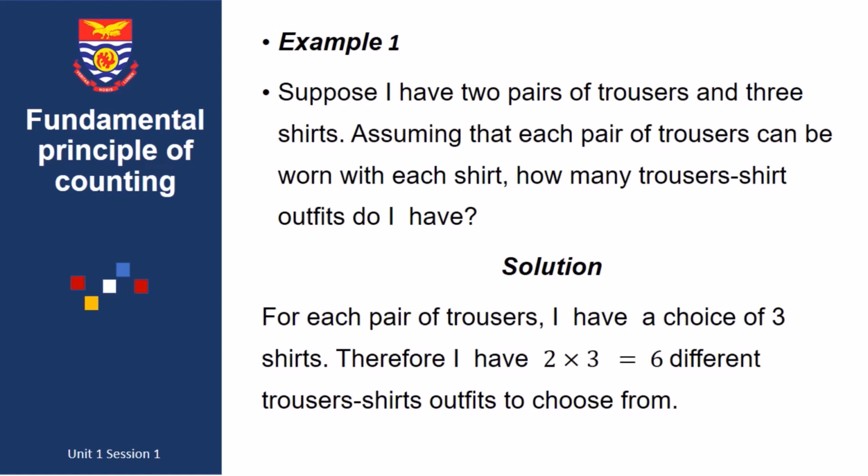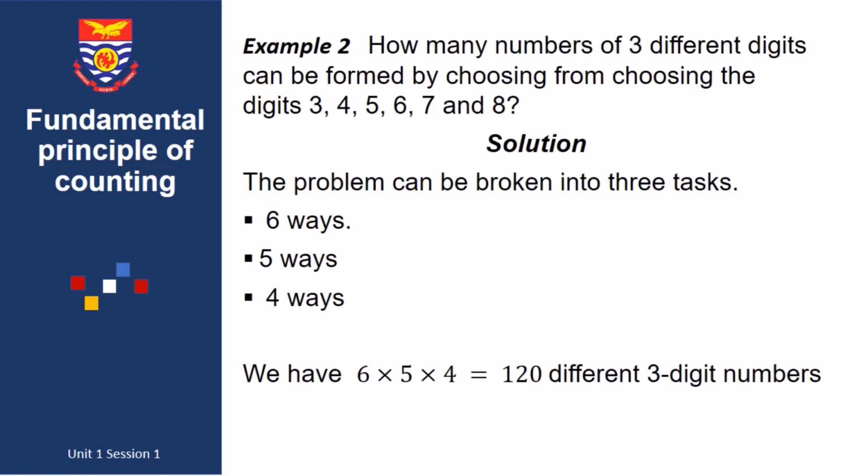And how do we arrive at this 6? That is, we multiply the number of trousers I have by the number of shirts. As you can see, that is 2 times 3. That will give us the 6 different trouser outfits that I can choose from. Let's move on with more examples.